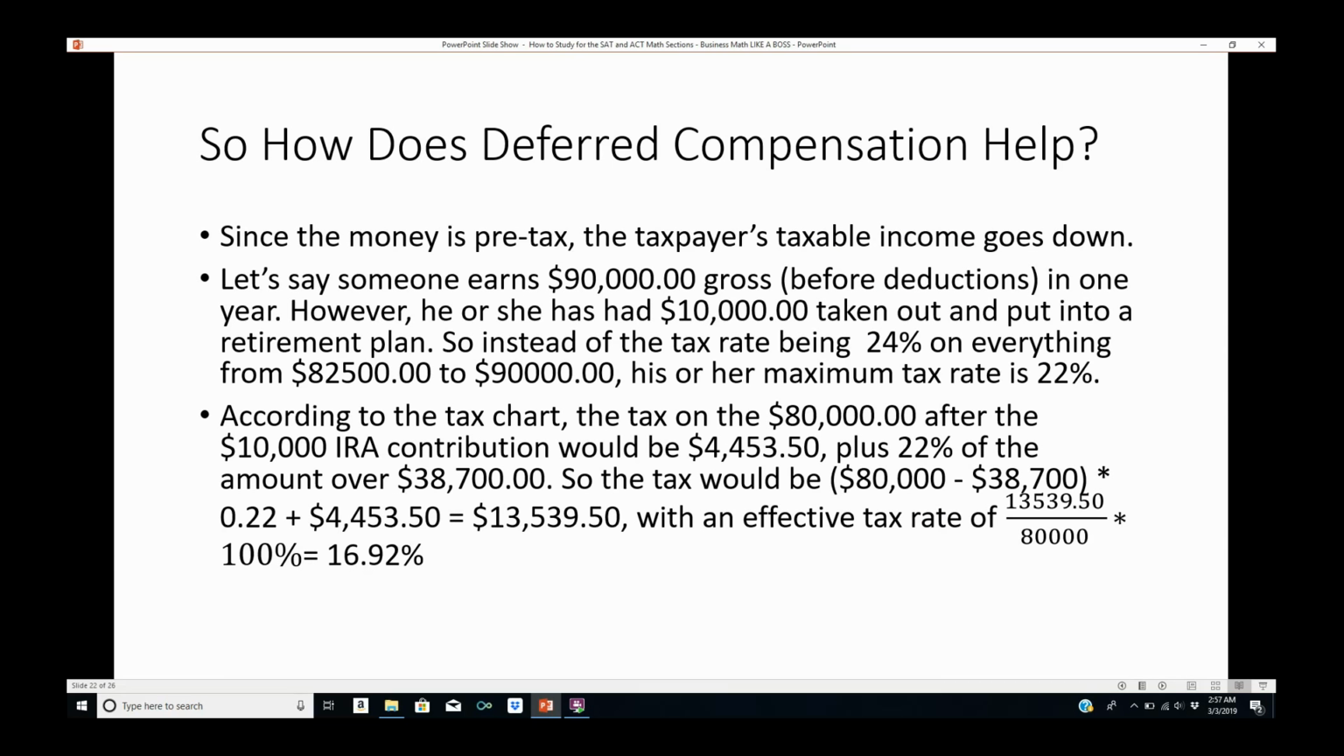So let's say you earn $90,000 gross before deductions in one year. However, this person has had $10,000 taken out and put into a retirement plan. So instead of the tax rate being 24% on everything from $82,500 to $90,000, you can take a look at our chart that we looked at before. His or her maximum tax rate is 22%. So according to the tax chart, the tax on the $80,000 after the $10,000 IRA contribution would be $4,453.50 plus 22% of the amount over $38,700. So the tax would be $80,000 minus $38,700 times 0.22 plus $4,453.50, which is $13,539.50, with an effective tax rate of $13,539.50 over $80,000 times 100%, which is 16.92%.